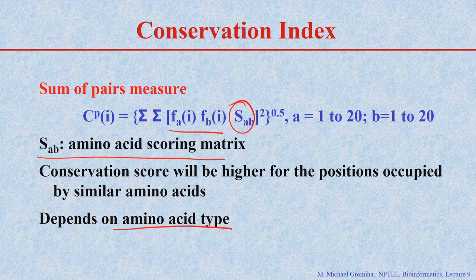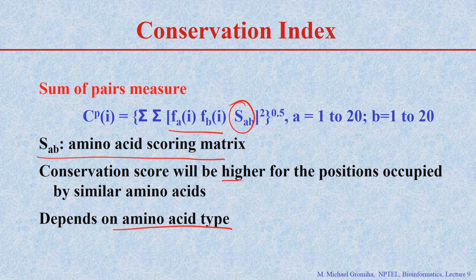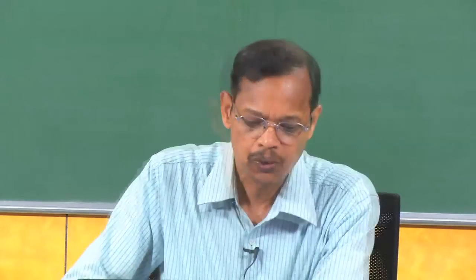If similar residues are present at the conserved position, even if not the same residues, then we get a high score, right. So, the value will be high if the positions are occupied by similar amino acids. If it is completely different amino acids like lysine and alanine, then you will get a lower score compared with similar amino acids like lysine and arginine. So, this is why we use the sum of pairs method.